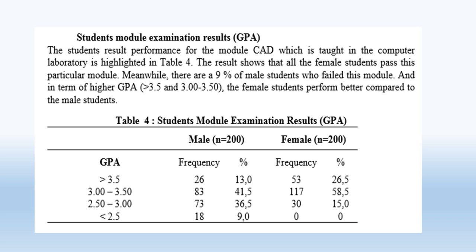Students' module examination results. The students' result performance for the module CAD, Computer Aided Design, which is taught in the computer laboratory, is highlighted in Table 4. The results show that all the female students pass this particular module. Meanwhile, 9% of male students fail this module. And in terms of higher GPA, over 3.5 and 3.0 to 3.5, the female students performed better compared to the male students.